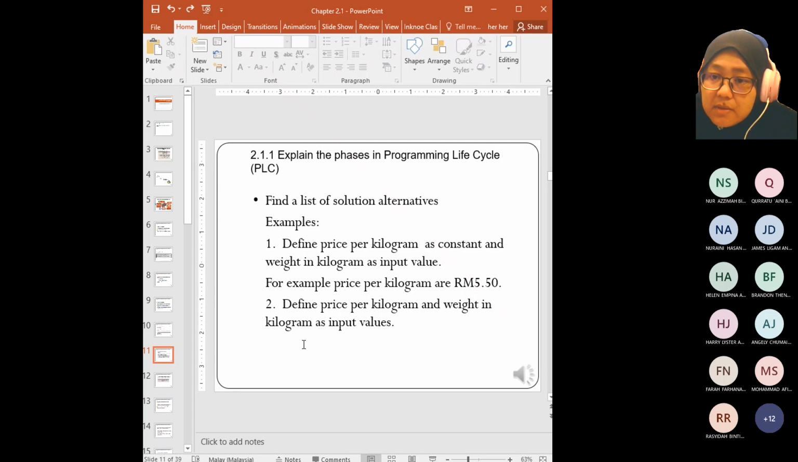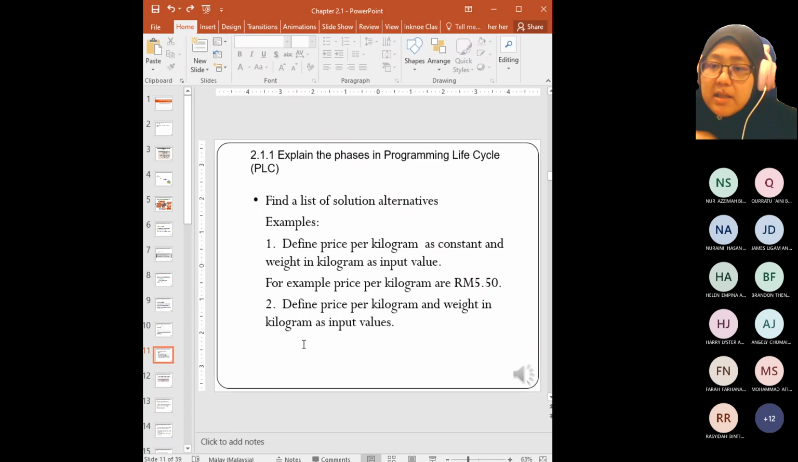Boleh faham ke? Ke tak pernah tengok? Pernah buat. Mana buat? Lagi bagus. So kalau nak timbang tu kadang-kadang harganya tak ada dekat dalam mesin tu. So dia kena masukkan manually. So kalau masukkan manually bermaksud harga dengan weight itu dua-dua jadi input value.